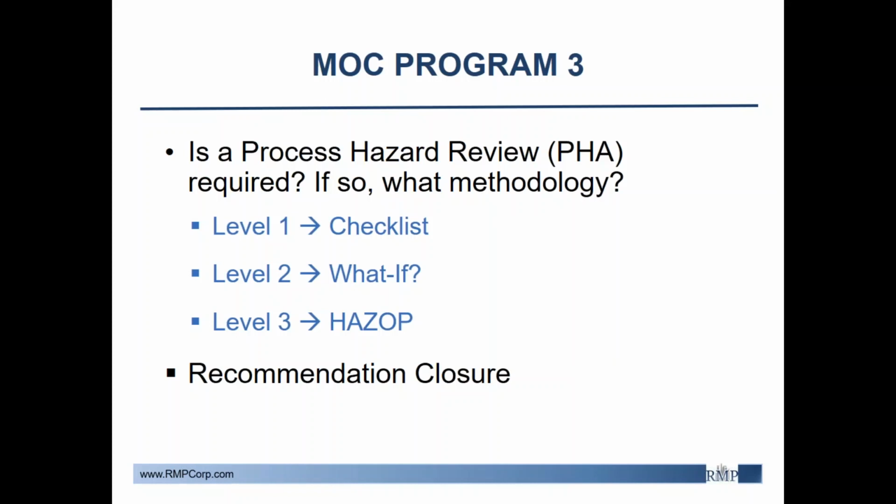These MOC PHAs should be treated as a 5-year reval PHA, where the facilitator of these types of reviews should be familiar with the methodology being used, and personnel knowledgeable in the process should be present. For example, operations, maintenance personnel, and engineering personnel. Lastly, ensure that there is sufficient time allotted for these types of reviews. About 1 hour for a checklist, 1 to 4 hours for a what-if, and 1 day to multiple weeks for a HAZOP, depending upon the process.